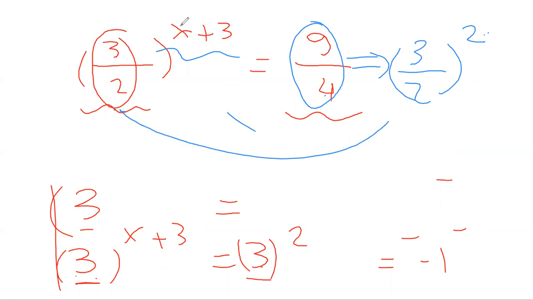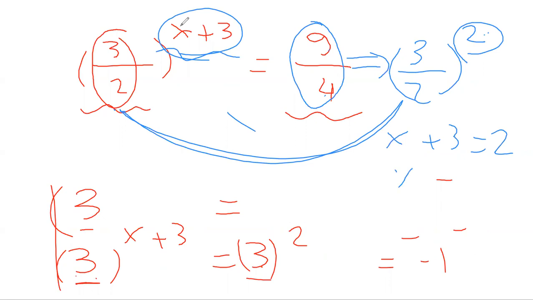Now the bases are equal. Make the powers equal. So x plus 3 equals 2. So x equals, again, negative 1. Okay, is this clear? Yes. Okay, thank you, Hannah.